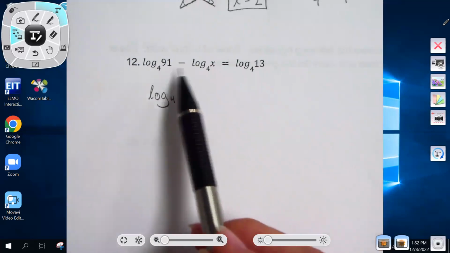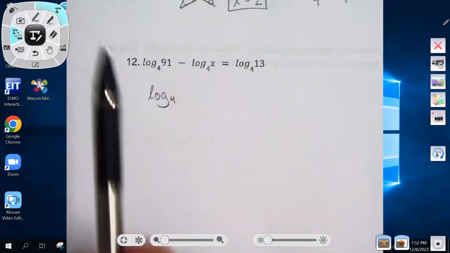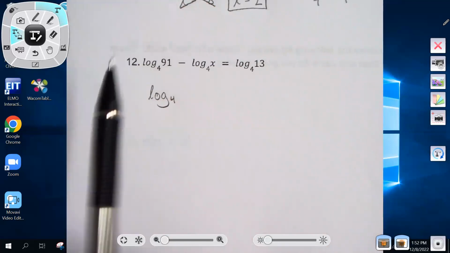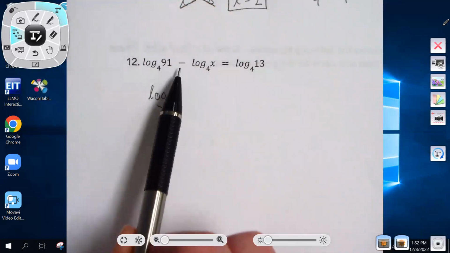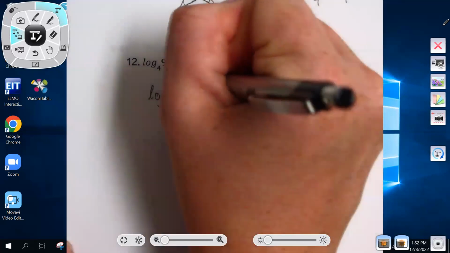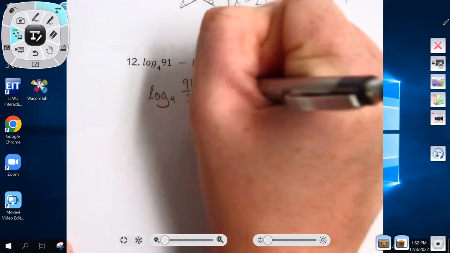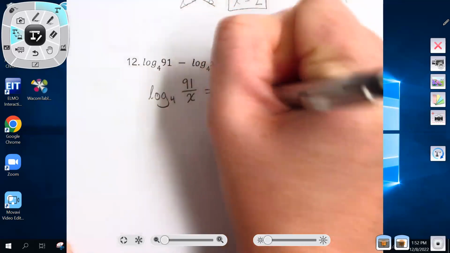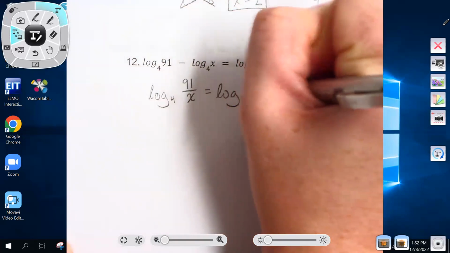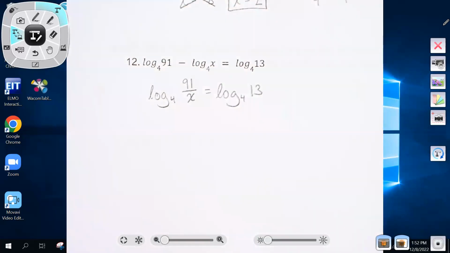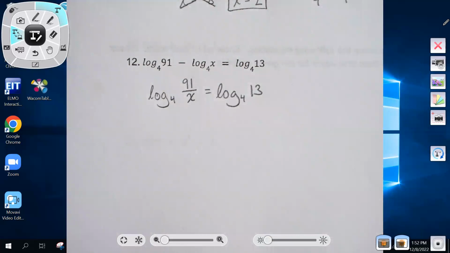This time, these logarithms are being subtracted. In number 11, they are being added, so we multiplied. Now they're being subtracted, which means we divide. 91 divided by x. And that is still equal to log base 4 of 13.